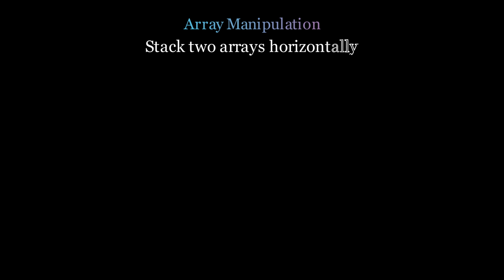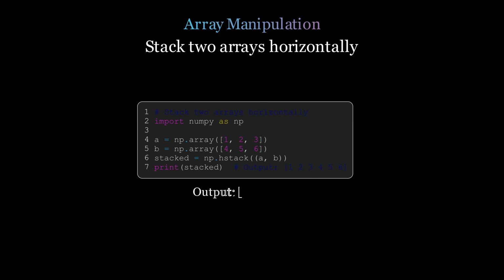Horizontal stacking combines arrays column-wise. hstack concatenates the arrays horizontally, creating a longer 1D array. The same arrays now become [1, 2, 3, 4, 5, 6]. This operation is useful when combining different features for the same samples.